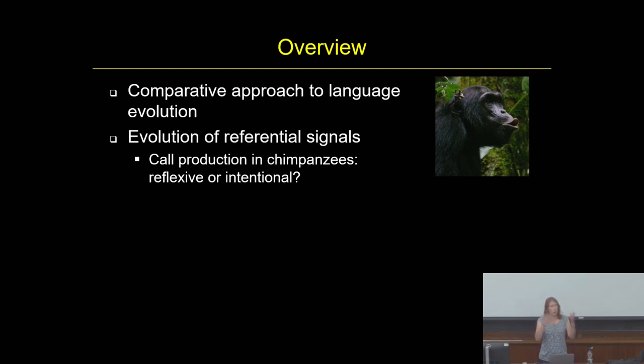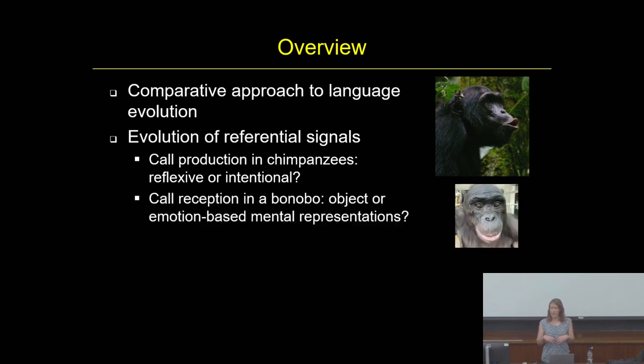So first of all, the call production perspective, and asking the question about intentions. So when chimpanzees produce alarm calls, is that a reflexive response to something that they're really scared of, or are they doing that more intentionally to communicate with others? Then we're going to look at the receiving side and look at call perception in a language competent bonobo, Kanzi, and ask if calls from other bonobos elicit mental representations, and if they do, what's the nature of those mental representations? So are those object-based or are those emotion-based?